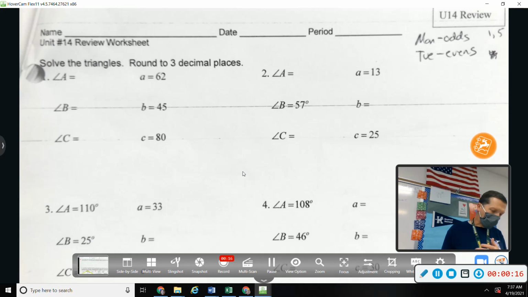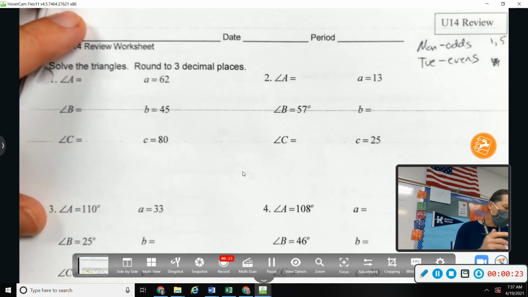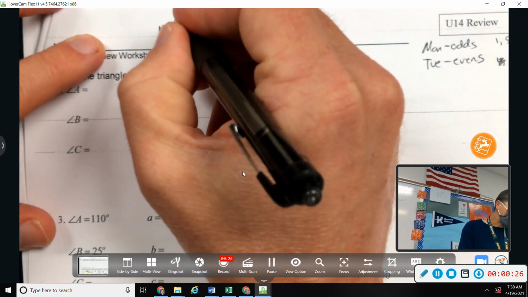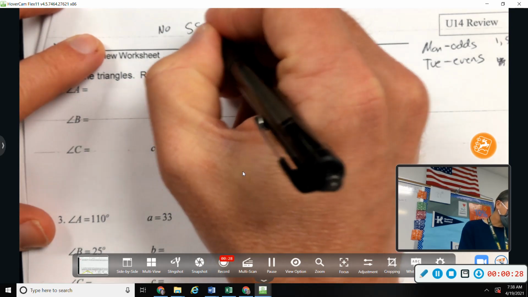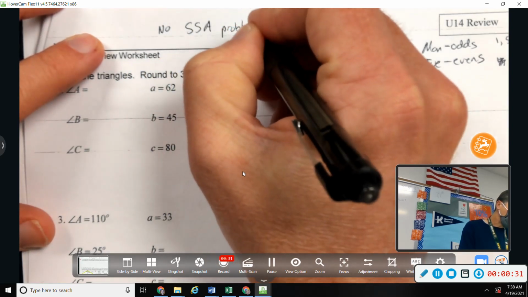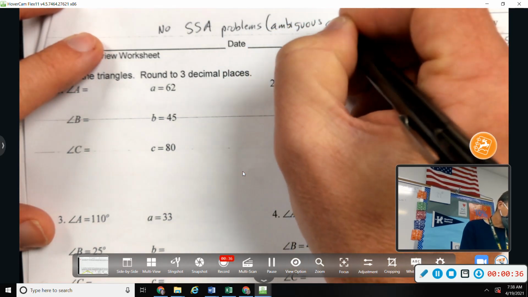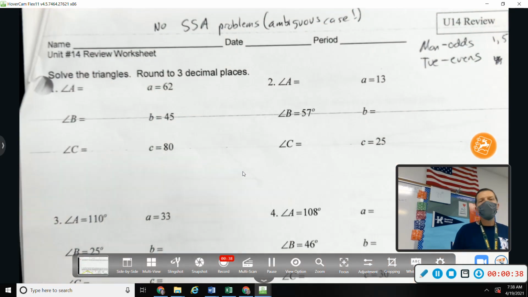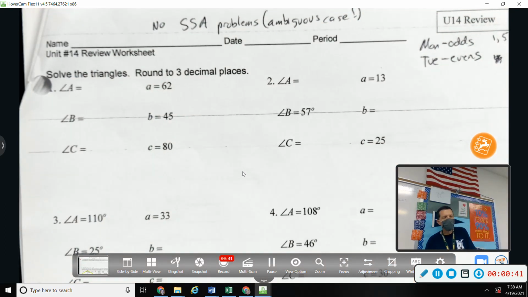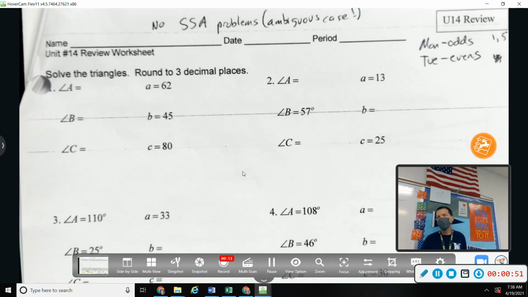I would say there is a major red flag caution on this, and that is this review does not have any side angle problems, meaning there's no ambiguous case problems. So, it's a nice review because it's got some good practice problems, but there's not an ambiguous case problem. So tomorrow for warm-ups, I'll just warn you now, we'll do an ambiguous case problem to help cover that.